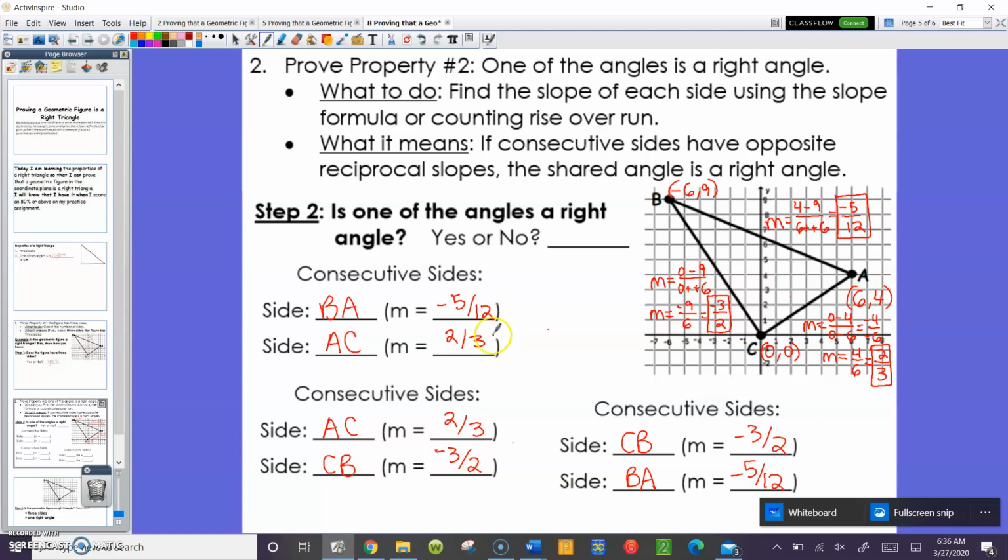So are these two opposite reciprocals? No. What about these two? Yes. And these two? No. So is one of the angles a right angle? Yes. So AC and CB, we know that this is a right angle because these two slopes are opposite reciprocal slopes.